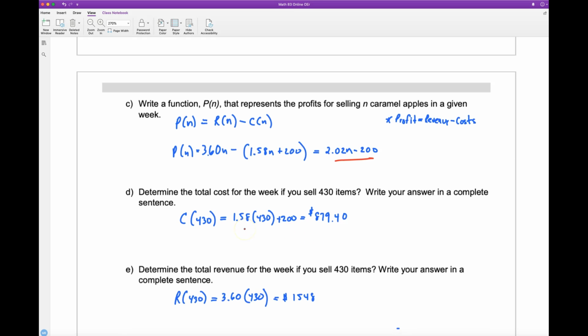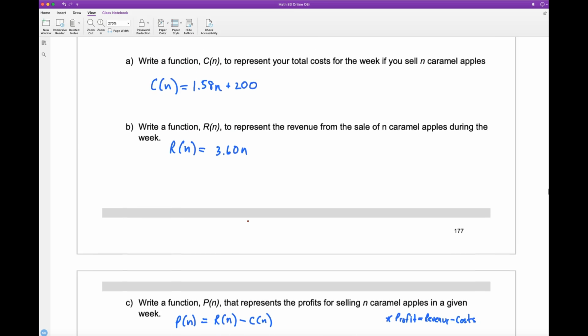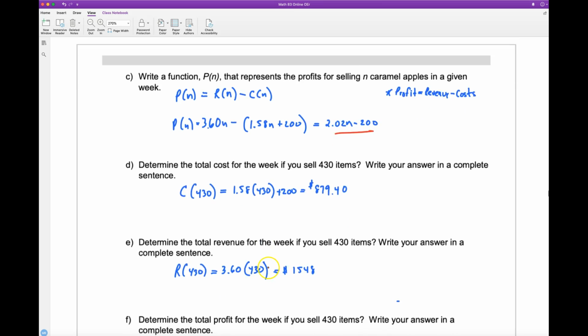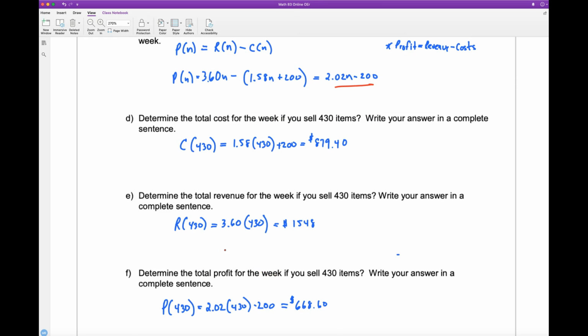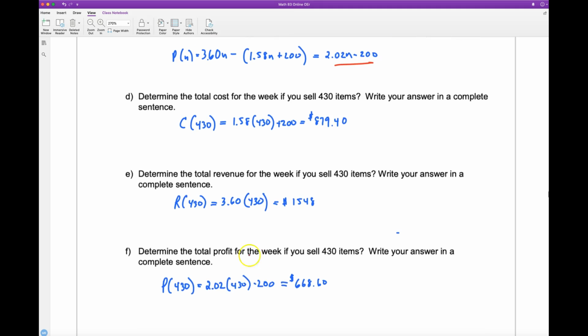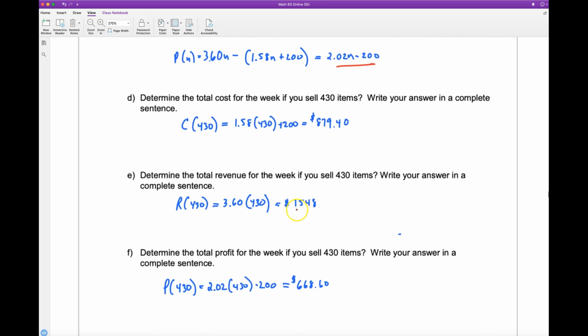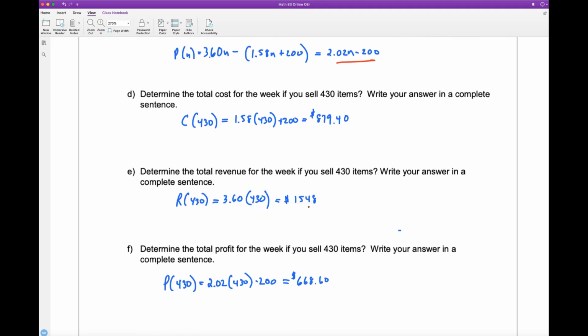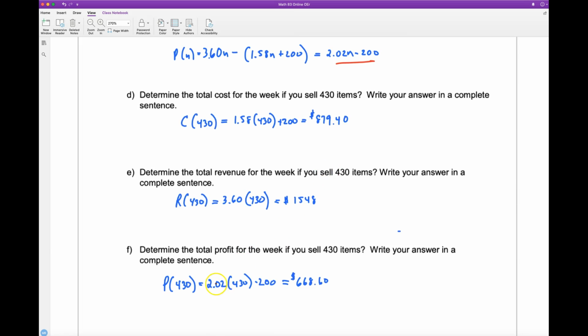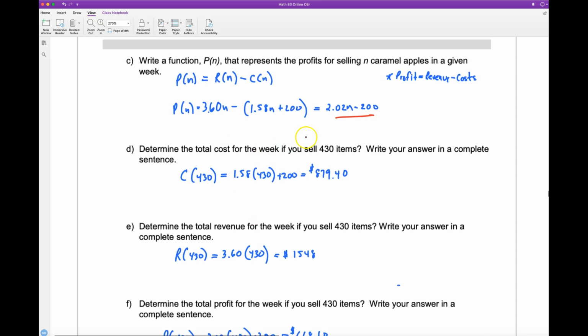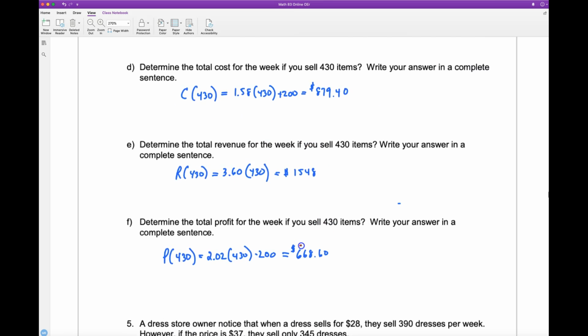Determine the total costs for the week if you sell so many items. You plug that into the cost equation that we have up there. You get your costs, how much your revenue, and then again where your profit will come from. You're going to subtract the revenue minus the cost, or you can substitute into this profit equation and get your answer there.